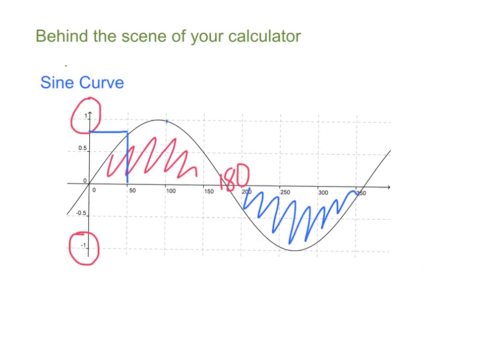We can also estimate values on the negative side. So for example, if I want to estimate the value of the sine of 200, well, 200 is around, I'm going to go with negative 0.35. So again, you can plug in the sine of 200 and see what you get.